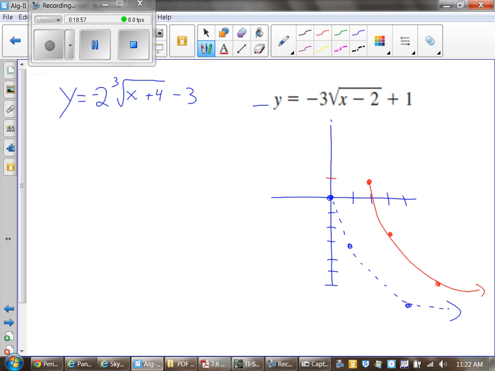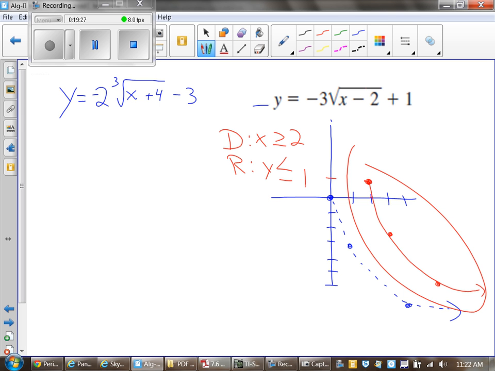Now, what's your domain? X greater than or equal to 2. You always go your domain off of your shifting. And then your y values are your range. What's the highest peak on the y value here? 1. See how the y value doesn't get any larger than 1? So I'd say y has got to be less than or equal to 1. Does that make sense? Yes. You do your domain and range off of the shift. Yeah, always off the shift.